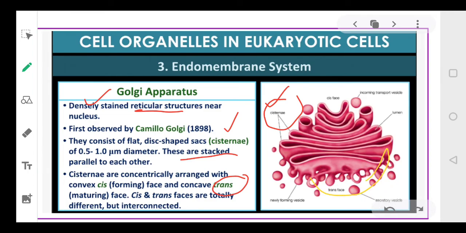If in this manner the structure is like this, so they have a concave structure, this is called a trans. The second structure is if they are arranged in this manner, that will be called the cis form. So your cisternae can be arranged in the form of a cis pattern, or they can be arranged in the form of a trans pattern. But they're always interconnected with each other.